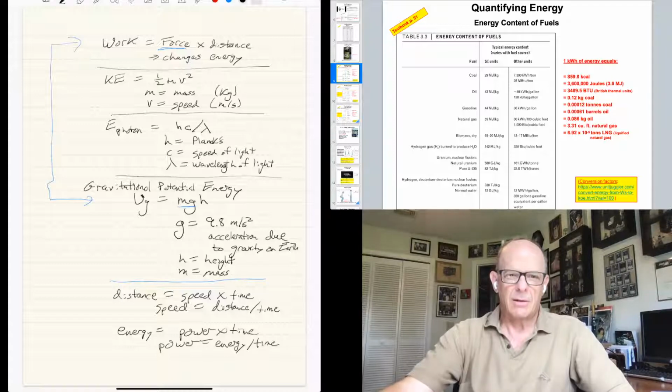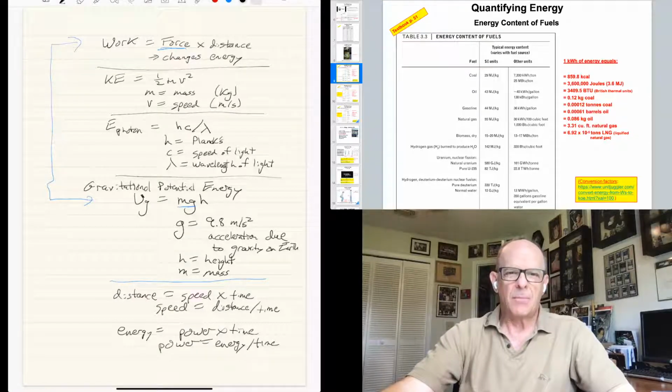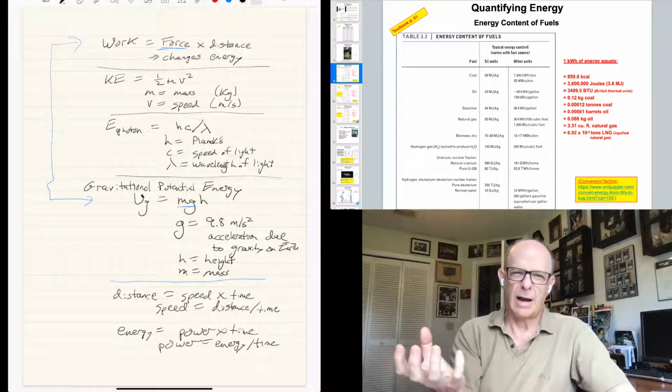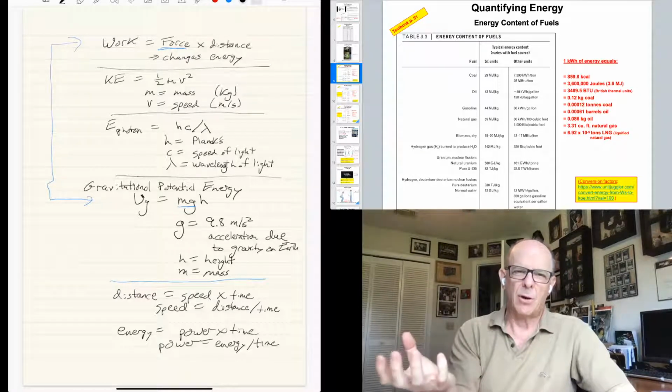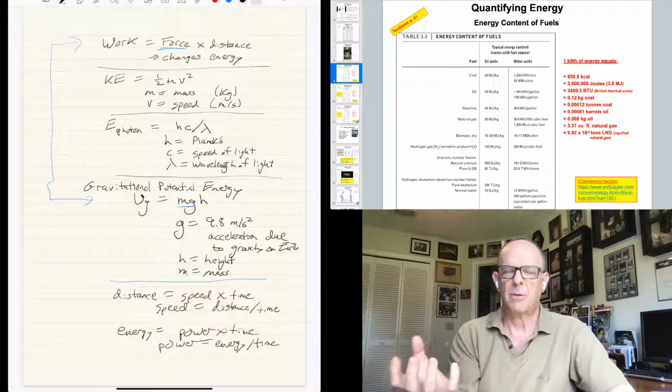Notice that in the top part of this table, coal, oil, gasoline, natural gas, biomass, that's things like wood, all have between about 20 and 50 megajoules per kilogram. That means they're all pretty much the same amount of joules in a lump of that stuff. If I got a pound of coal, a pound of oil, a pound of gasoline, a pound of wood, to within a factor of 2 or 3, I'm going to have the same amount of stored chemical potential energy.